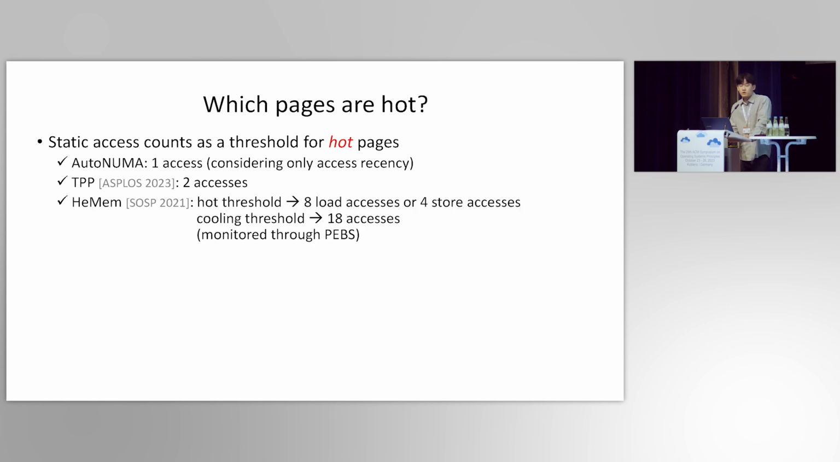Next example is HeMem. HeMem tracks memory accesses by using processor event-based sampling called PEBS. It uses two static thresholds. One is the hot threshold, which is set to 8 load accesses or 4 store accesses. The other is the cooling threshold, which is set to 18 accesses. Any pages with access count beyond the hot threshold are directly promoted to the fast tier, and whenever the access count of any page reaches the static cooling threshold, HeMem halves the access count of all pages to ensure the freshness of the hot set.